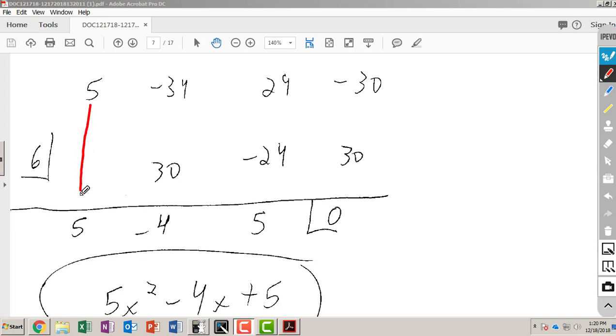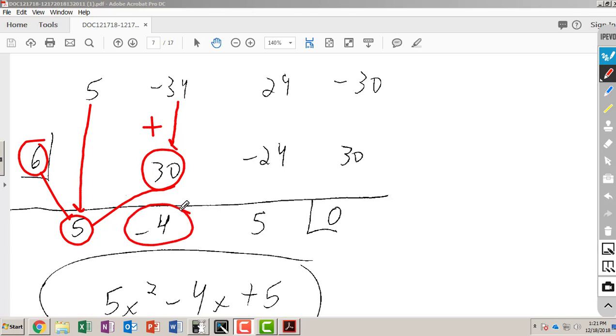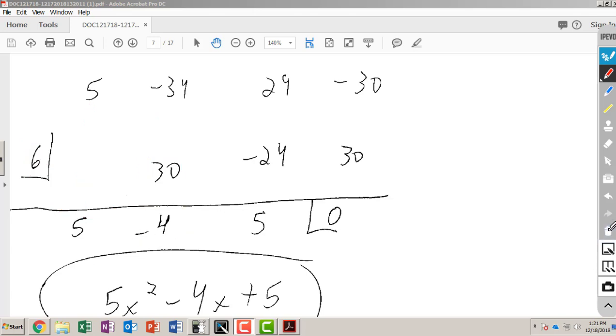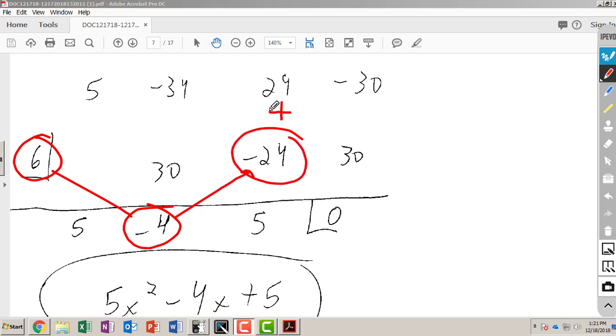My pattern is I bring down the 5, and then I multiply 6 times 5, and I write that answer right there, which is 30. Once I find that answer, I add those together. So I take negative 34 plus 30, and I get negative 4. Then I repeat that process. I take 6 times negative 4, and I get negative 24. Then I add those together. So 29 plus negative 24 is 5.